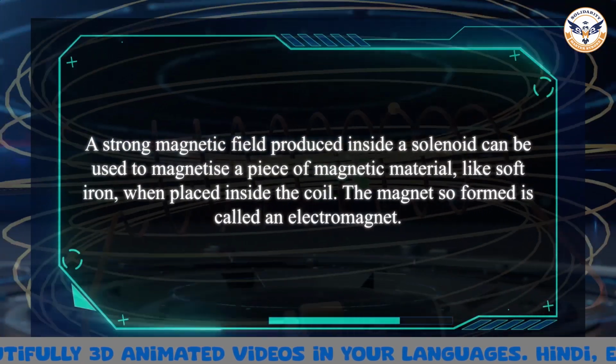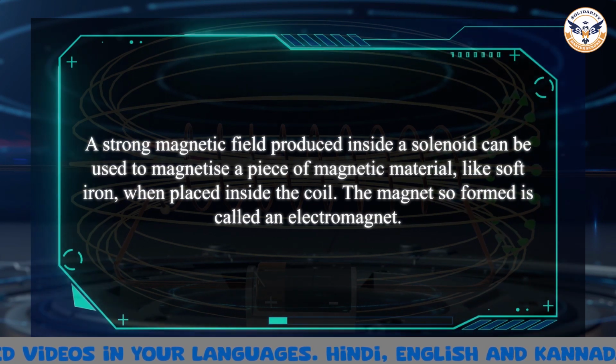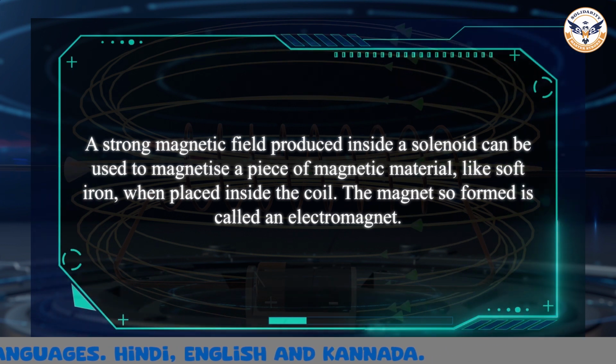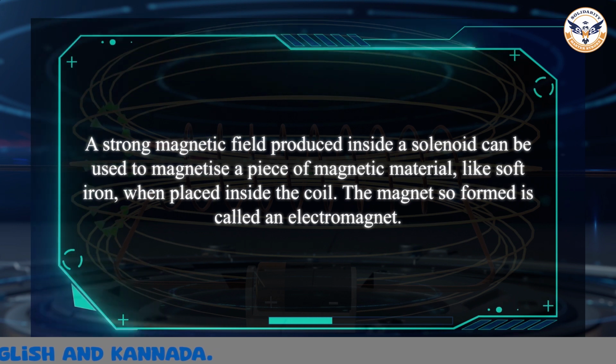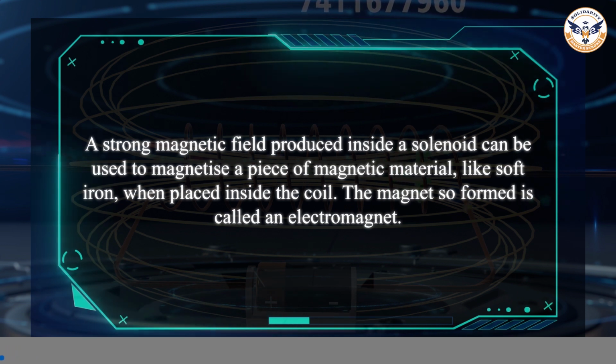A strong magnetic field produced inside a solenoid can be used to magnetize a piece of magnetic material like soft iron when placed inside the coil. The magnet so formed is called an electromagnet.